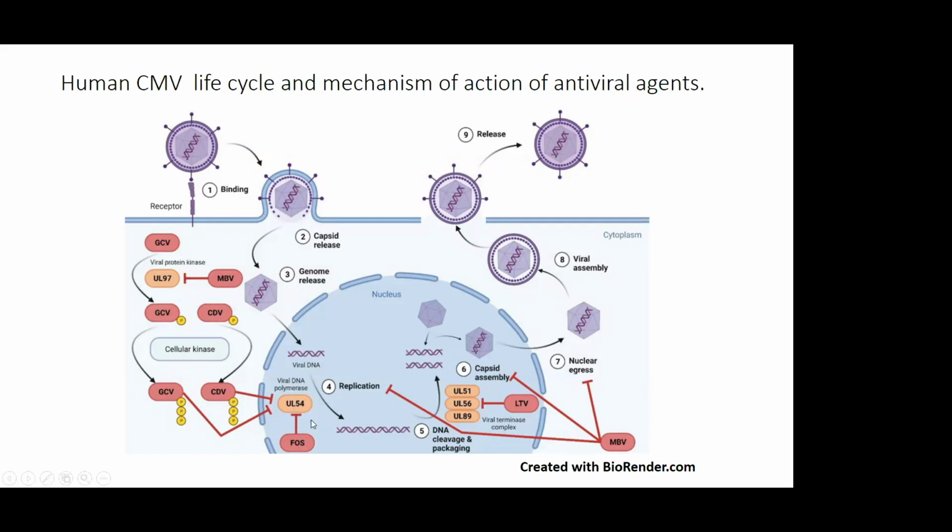So mutations in the UL54 can confer resistance, separately or overlappingly, to ganciclovir, cidofovir or foscarnet, and some of them confer a bit of resistance to maribavir, but maribavir can overcome that through other means. Okay, so that is the CMV antivirals.